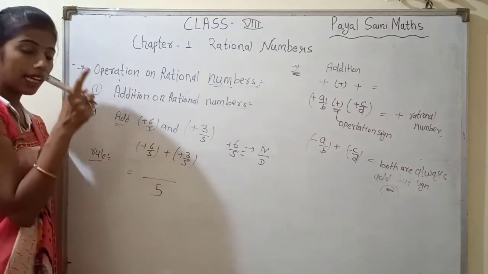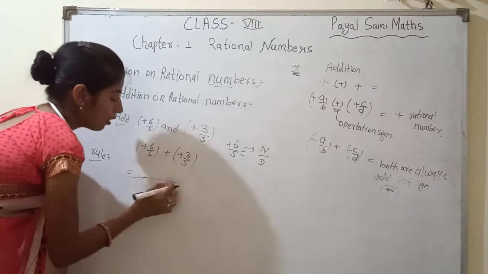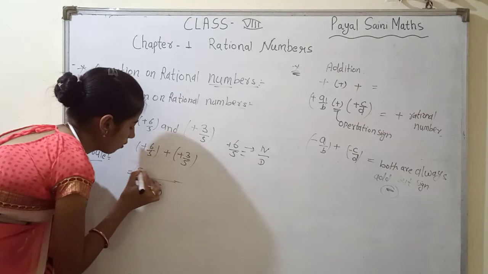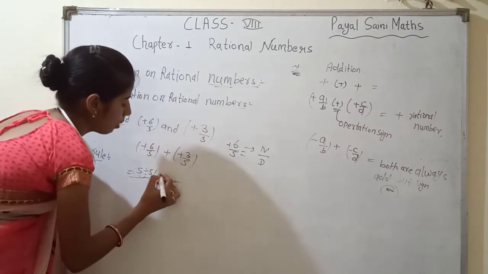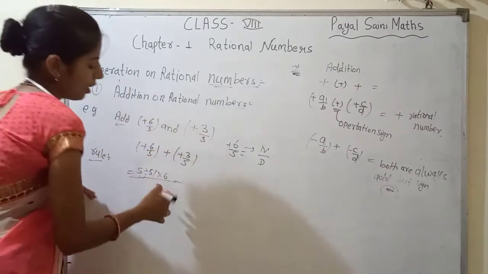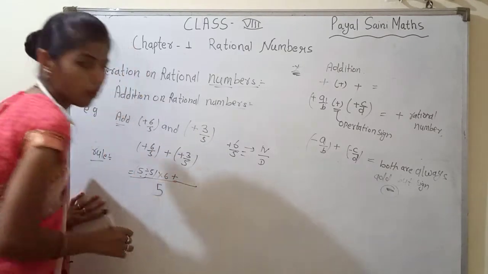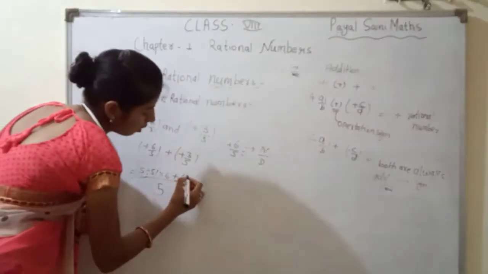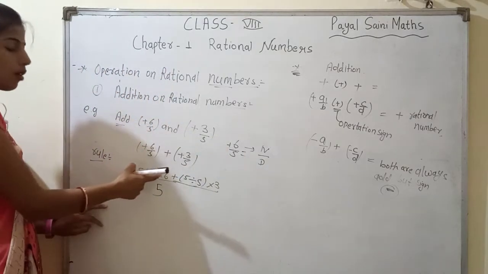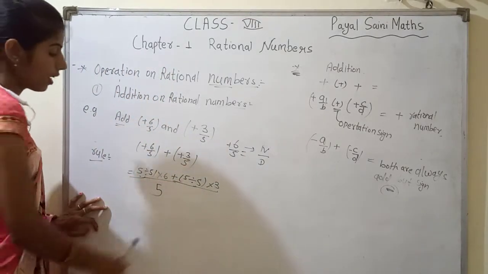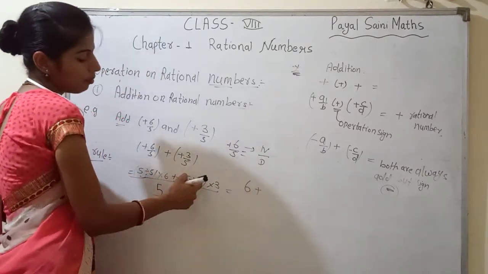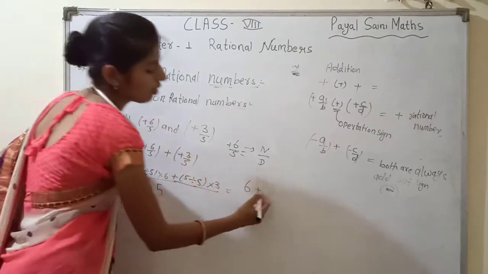Now the second step is very important. Denominator divided by denominator, meaning 5 divided by 5, and multiply with the numerator, multiply with 6. The operation sign is plus. Same here, 5 divided by 5 into 3. 5 divided by 5 is one time, 1 multiply with 6. Then next operation sign is plus.